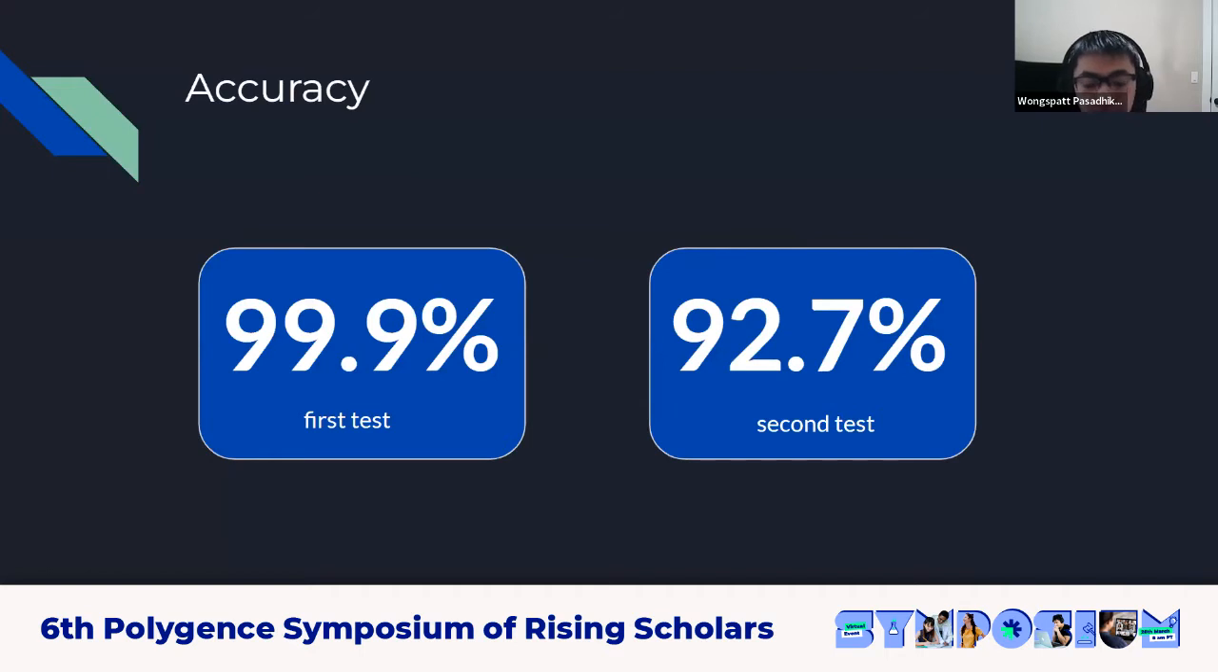And the accuracy of my model was pretty good. It was over 99% for the first data set and around 92.7% for the extra testing data set. The model was able to effectively classify traffic as benign or malicious.